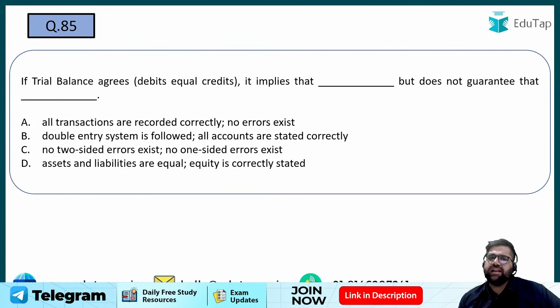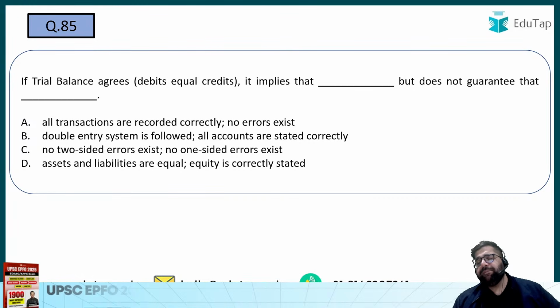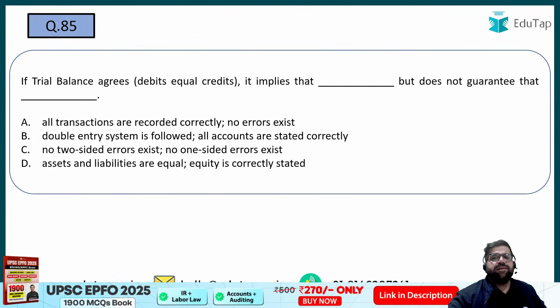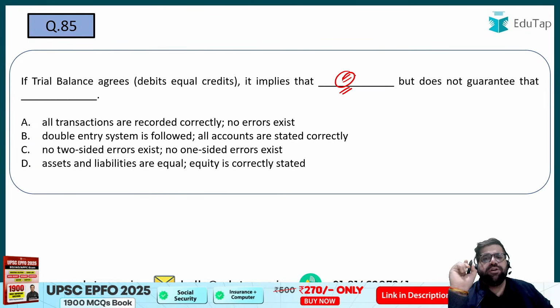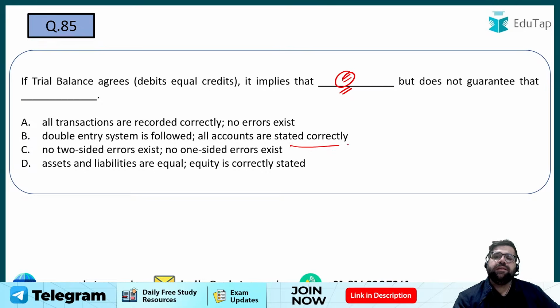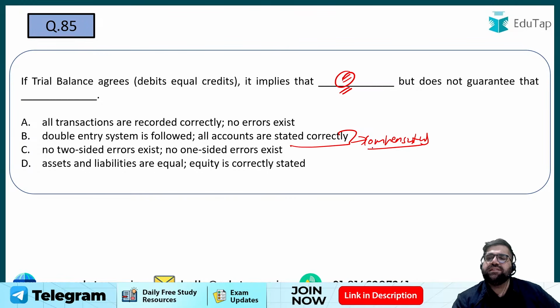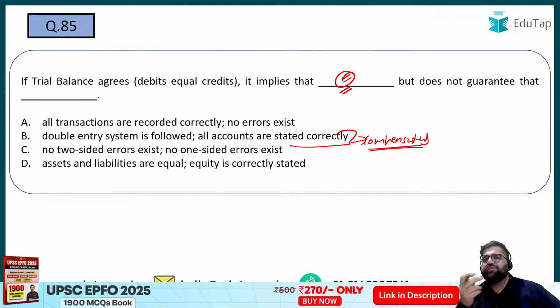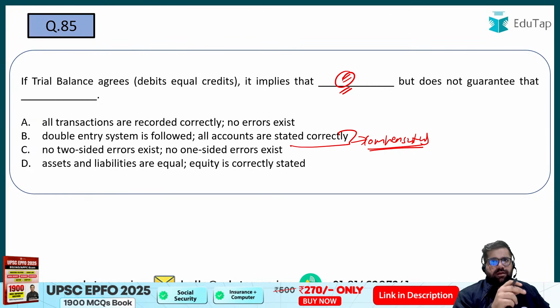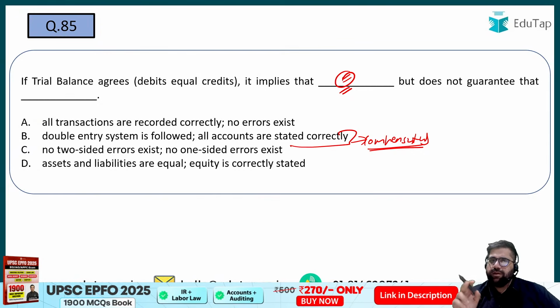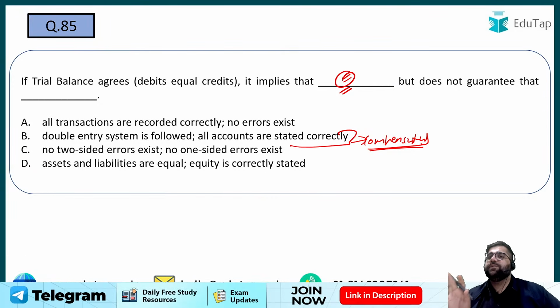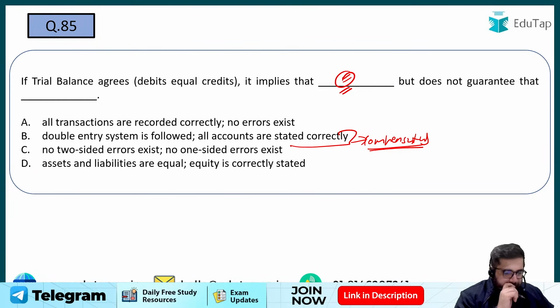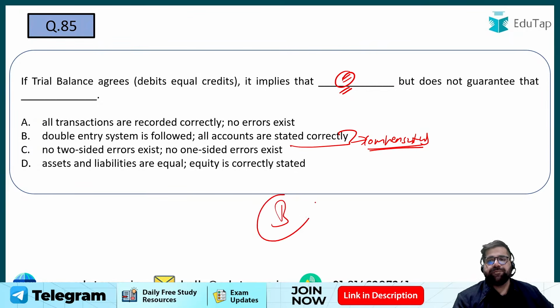See, if trial balance is agreeing, that your debits are equal to your credits, then it basically means that you have followed all the double entry in a good manner. Right? But it does not guarantee that all the accounts are stated correctly because there can be some compensating errors. Right? You cannot say that there is no error in my business because a compensating error will net out. Net zero हो जाएगा debit and credit का. But you cannot 100% say that my business is error free. So my answer will be option number B.